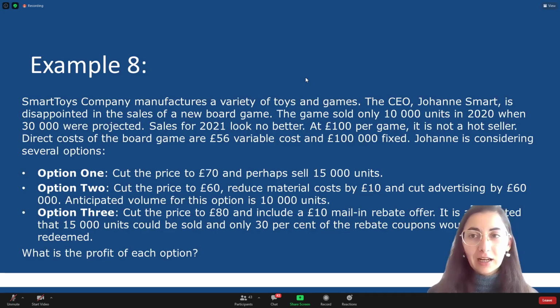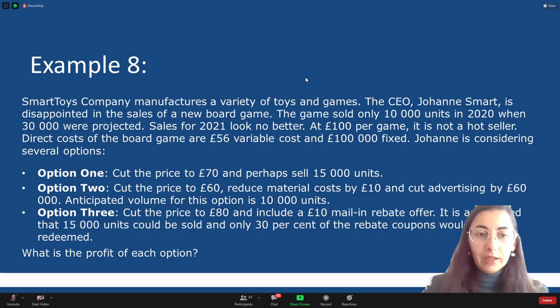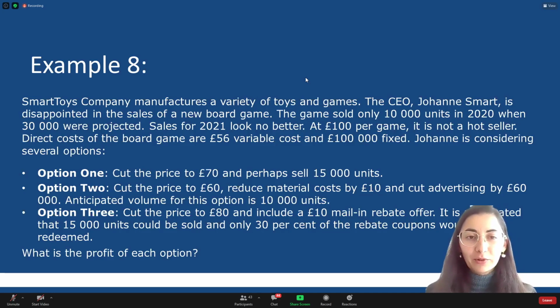Not sure if Frederick is also going to write option 3 on the chat or not, or should I write it down? So let me write it down. So option 3 would be 80 minus 56. Okay, Frederick already did that. Okay, wonderful. Great. Any questions?